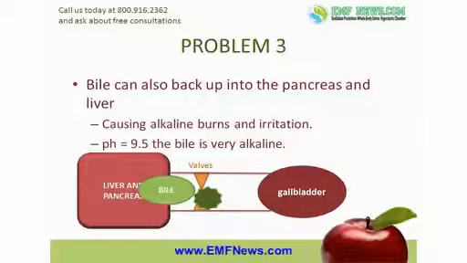There are valves that keep the bile from backing up into the liver and pancreas. If a small stone finds its way into one of these valves, the valve can get stuck in the open position. If this happens, then every time the gallbladder contracts to squeeze the bile into the small intestines, it can also squeeze the bile into the pancreas and the liver, causing caustic alkali burns and irritation. You see, very alkaline substances can burn us just as easily as very acidic ones. And with a pH of 9.5, bile is very alkaline.